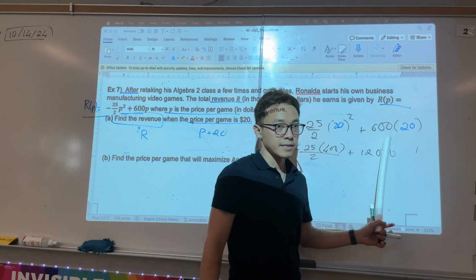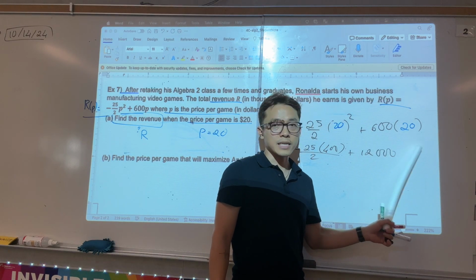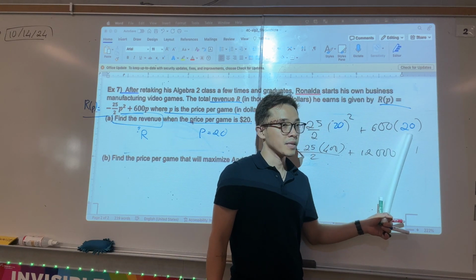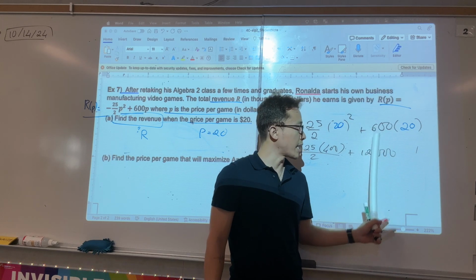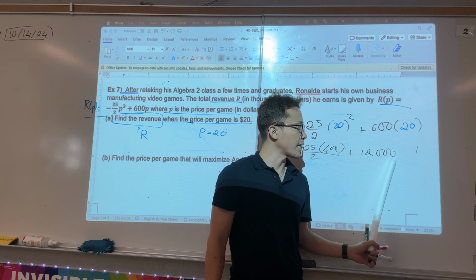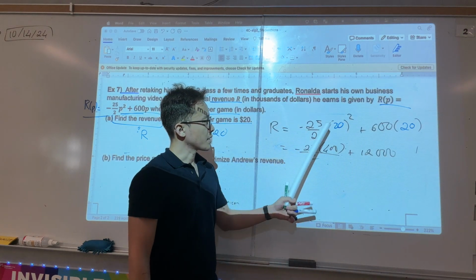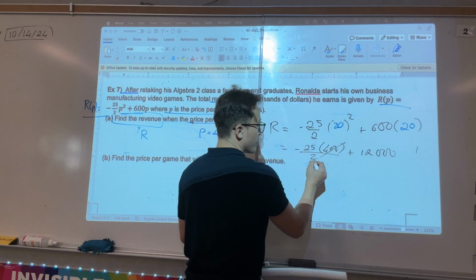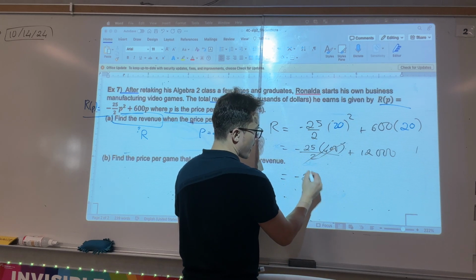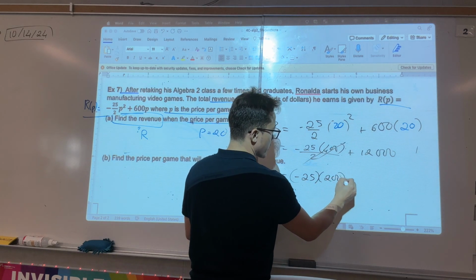Do you know how to multiply this when you see a lot of zeros? Just take care of the numbers. What is 6 times 2? 6 times 2 is 12. And then how many zeros do you see? 1, 2, 3. Add 3 zeros. That's how you can do it. And then 400 divided by 2 is 200.